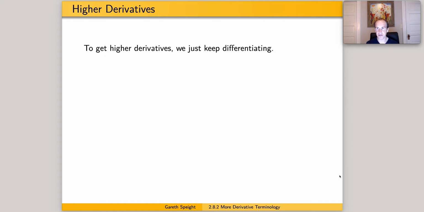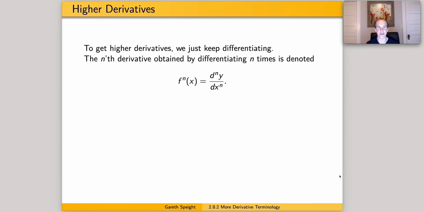If we want to get the second derivative, we just differentiate twice, or we differentiate the derivative, right? We said that if f is a function, f prime, the derivative, is again a function. So we can try to differentiate that as we did before. And we just keep going, we get all the higher derivatives. So the nth derivative we get by differentiating n times, and it has this piece of notation. So the second derivative we differentiate twice, the third we differentiate 3 times, and so on and so on.